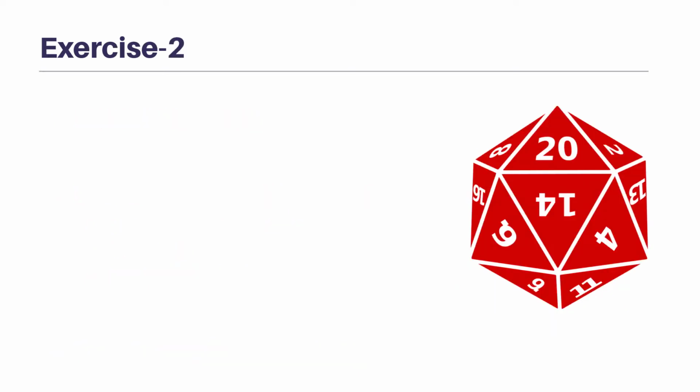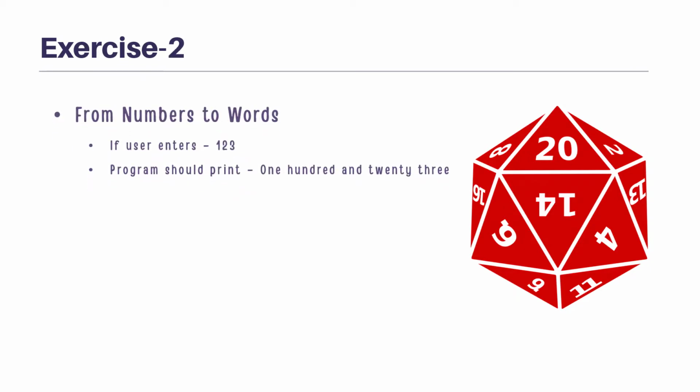Now for the second assignment, you can write a program where user can enter a number and then program should print the same number in words. For example, if user enters 1, 2, 3, then the program should print one hundred twenty-three. And one hint for you, you can use a NuGet package for this.